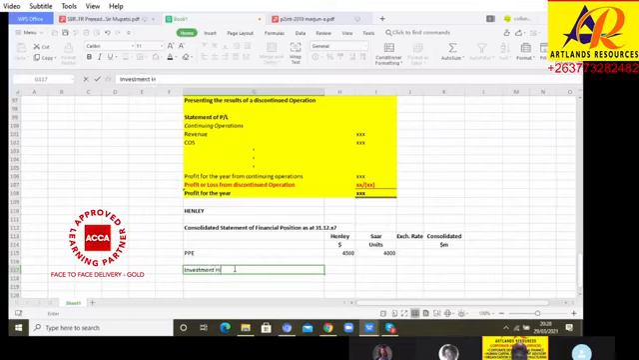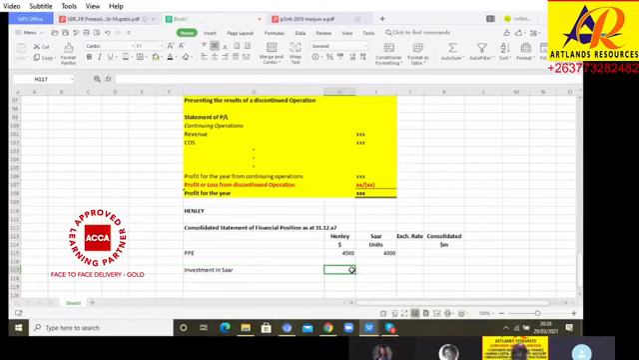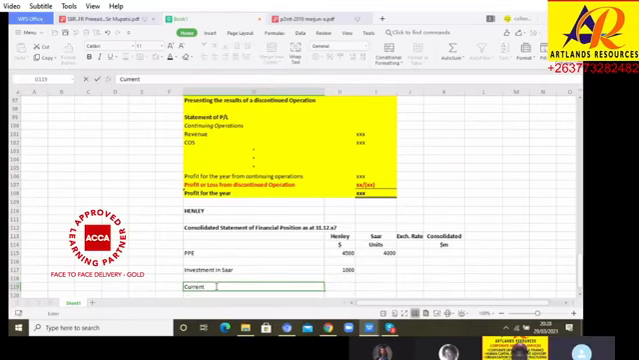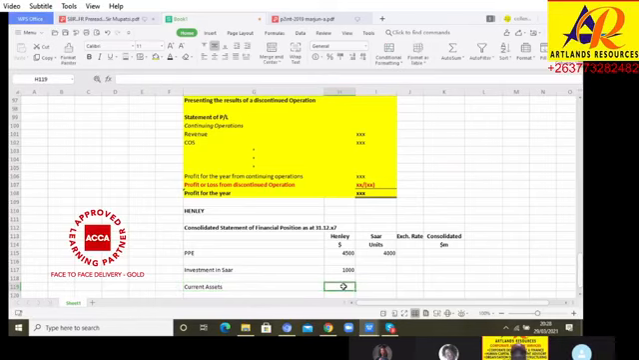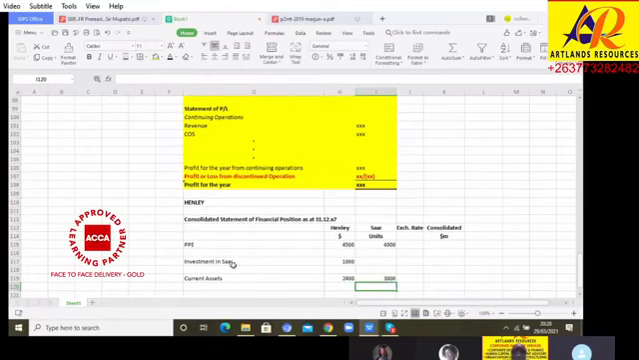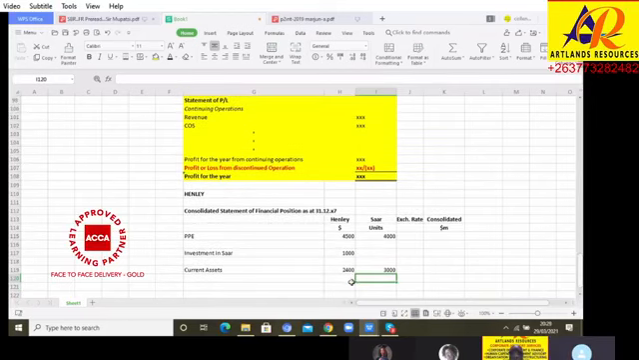Investment in SAR. Yeah, and then under that there's current assets. Or investment in SAR is how much? 1,000. Current assets 2,400. And in SAR 3,000. Okay. And then we have total, right? Yeah, 7,900.